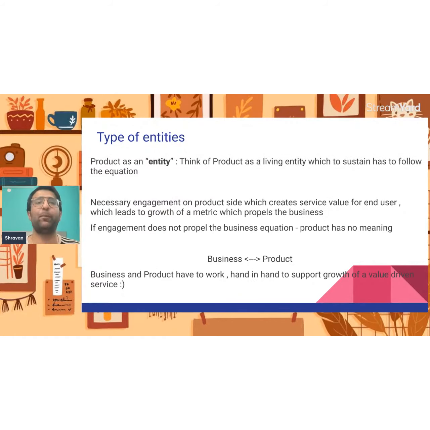Now the next part is product as an entity. Product is a living entity, like an app. It's a living entity. You interact with it. It's not like business, which only exists because the product exists. So think of a product as a living entity, which follows the equation that any engagement happening in the product should aid the sustainability of a business.